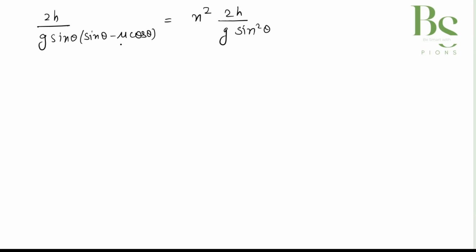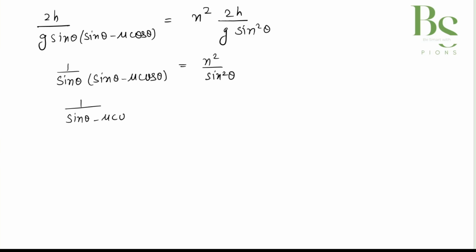Okay, so what we are left with on the left hand side is 1 upon sin theta into sin theta minus mu cos theta, and on the right hand side it will be n square upon sin square theta, correct? So here we will cancel out sin theta with sin theta. We are left with 1 upon sin theta minus mu cos theta, and that will be equals to how much? N square upon sin theta. I cancelled out sin theta both the sides, one of them. Clear? Now let's cross multiply.